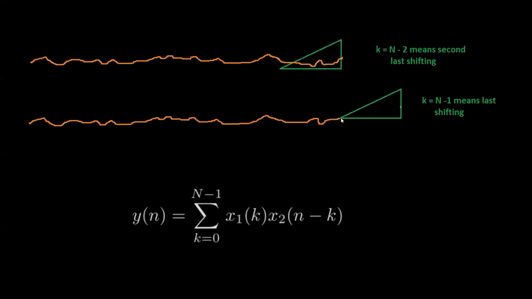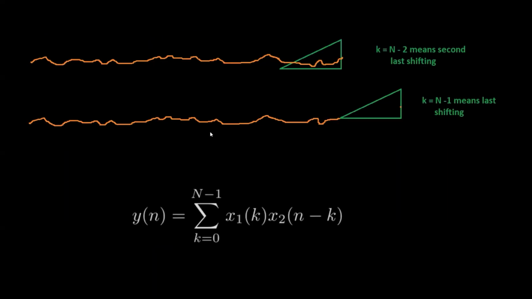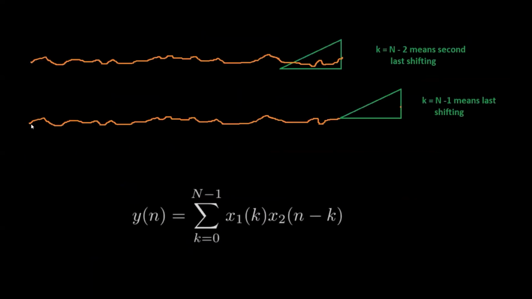At this stage, the first sample of the kernel overlaps with the last sample of the signal. If you compare the first and last positions, initially the last sample of the kernel overlapped with the first sample of the signal, and finally the first sample of the kernel overlaps with the last sample of the signal. So, throughout the process, the flipped kernel slides completely over the signal from start to end. During each shift, we multiply the kernel and the signal samples, add the results, and record the output. This is the intuitive explanation of convolution.